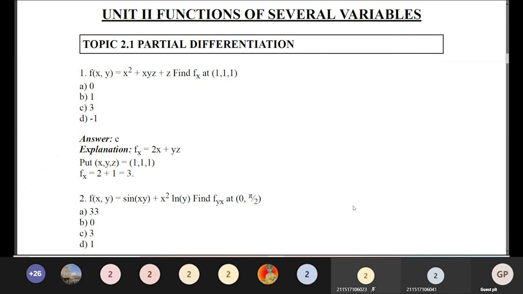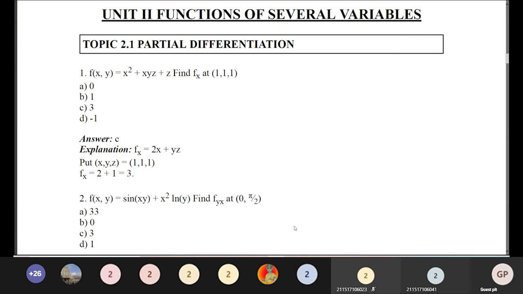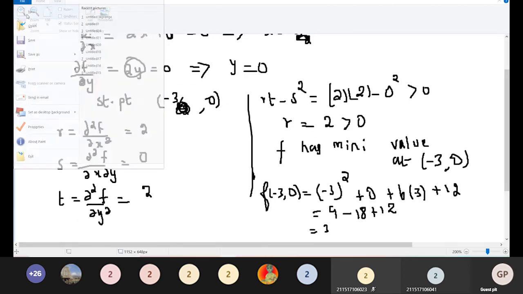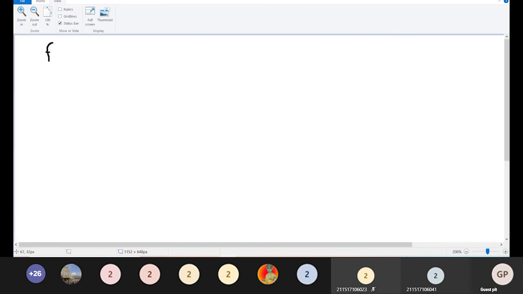Shall I do that problem on board? Second one. First one is very simple. In the second problem, you have to find dou square f by dou y dou x or dou x dou y. Both are the same. Okay, we will try the problem. For our practice, it will be very useful. f of x comma y you are given, simply we can take it as f.